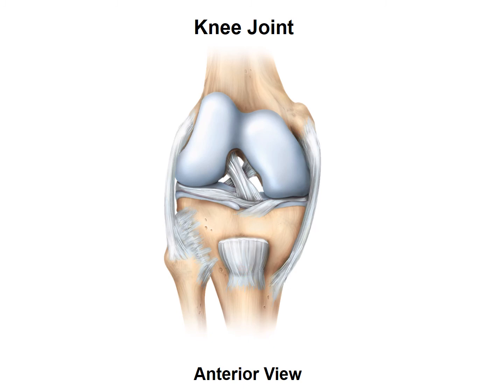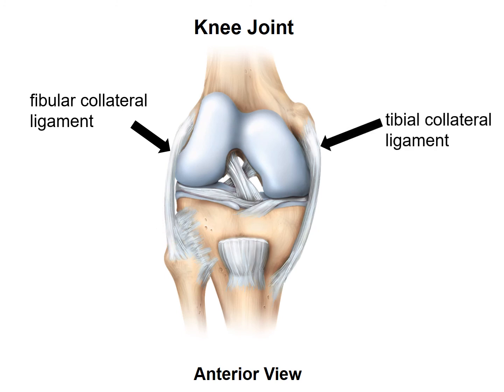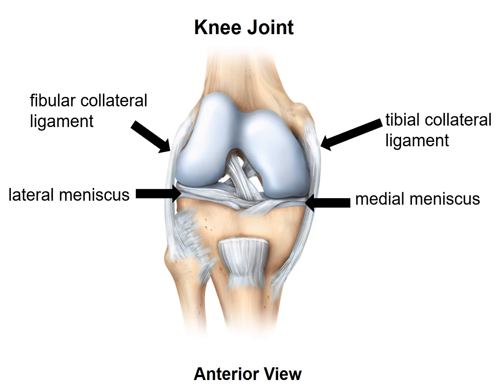Okay, let's get to the structures you have to know. This is the fibular collateral ligament. It attaches the femur to the fibula, named after the fibula. On the medial side, we have the tibial collateral ligament because it attaches to the tibia. These two structures that cushion the medial and lateral condyles of the femur are the meniscuses. We have on the lateral side the lateral meniscus, of course, and on the tibial side the medial meniscus.